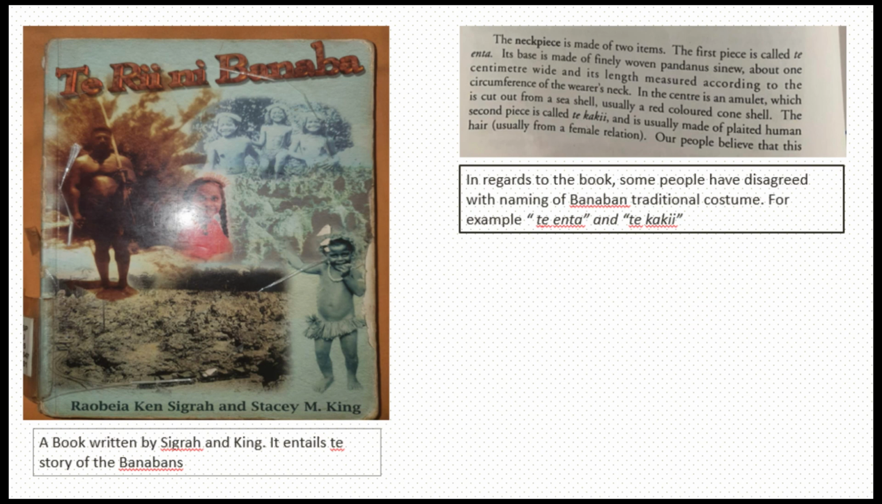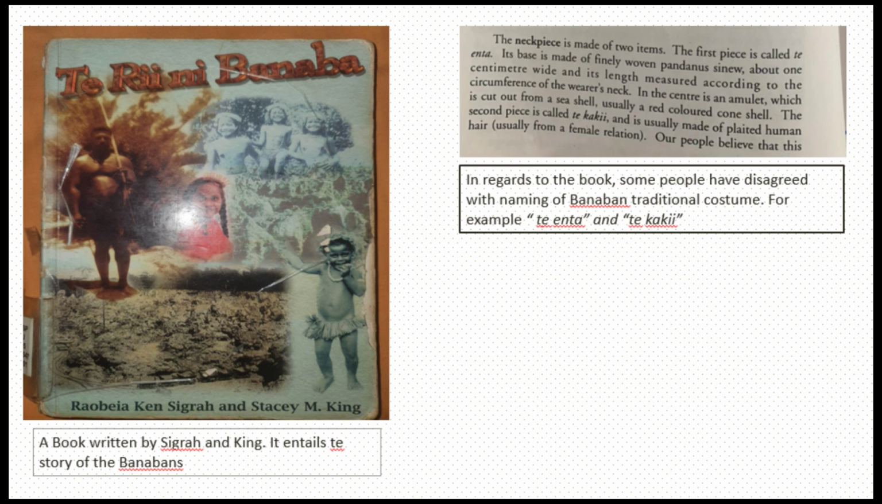The last slide, you can see a picture of a book. I actually took that picture at the library of that book. The title of that book is Terini Panape. In English translation, it means the backbone of the Banabans, and it's written by Sikra and King. And on your right, you can see a snapshot of her book, Mrs. Stacy or Mrs. King.